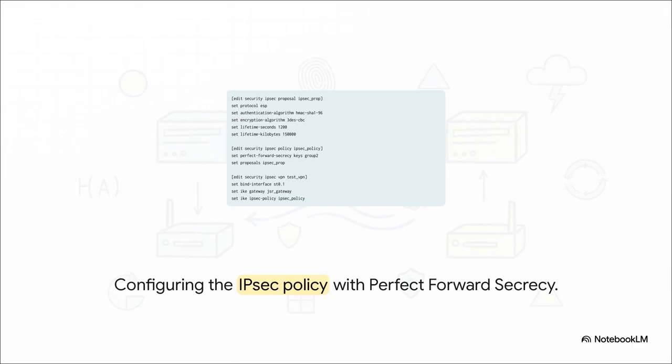Phase 2 workflow actually perfectly mirrors Phase 1. We create an IPsec proposal where we define the encapsulating security payload, or ESP protocol. Then we build the IPsec policy. But what is truly brilliant here is how we enforce perfect forward secrecy. By setting our PFS keys, we guarantee that even if a future key is somehow compromised, all past traffic remains perfectly safe. It makes our roadway virtually impenetrable. After that, we just bind it to our VPN in the gateway.